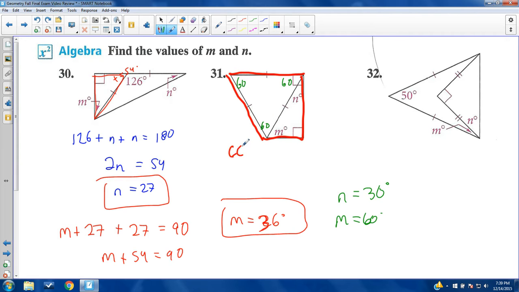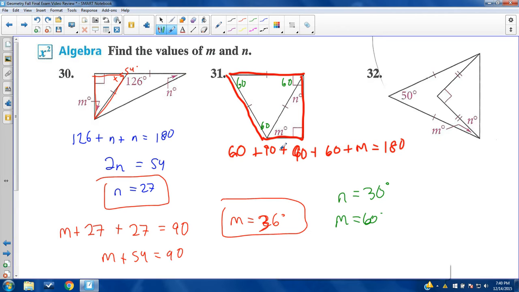So 60 plus 90 plus 60 plus m equals 180. Now you might ask yourself, why didn't I call this 60 plus n? Well, because if you did, you'd have two unknowns in one equation. Now I could solve for n, like you're going to solve for n the same way as you did last time, right here. But solving for m, here's a different method.